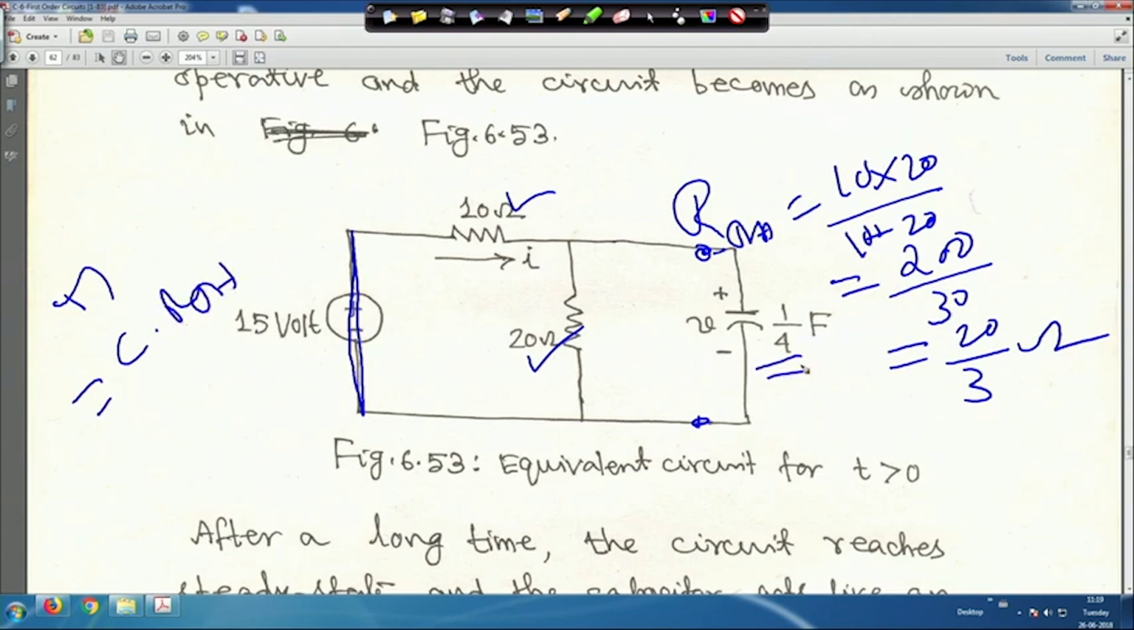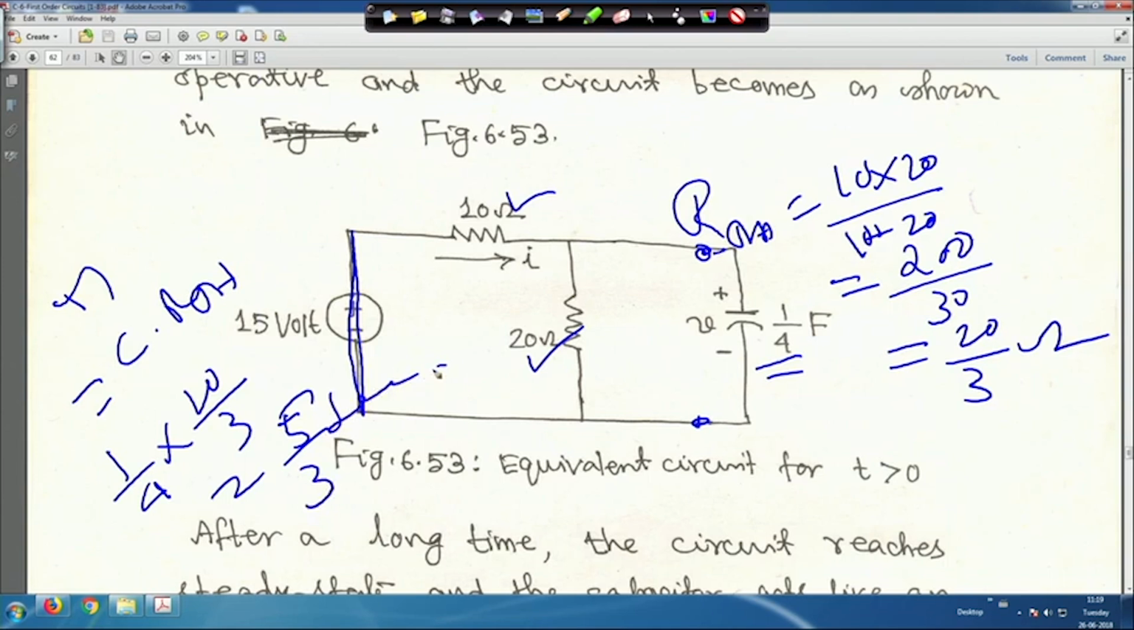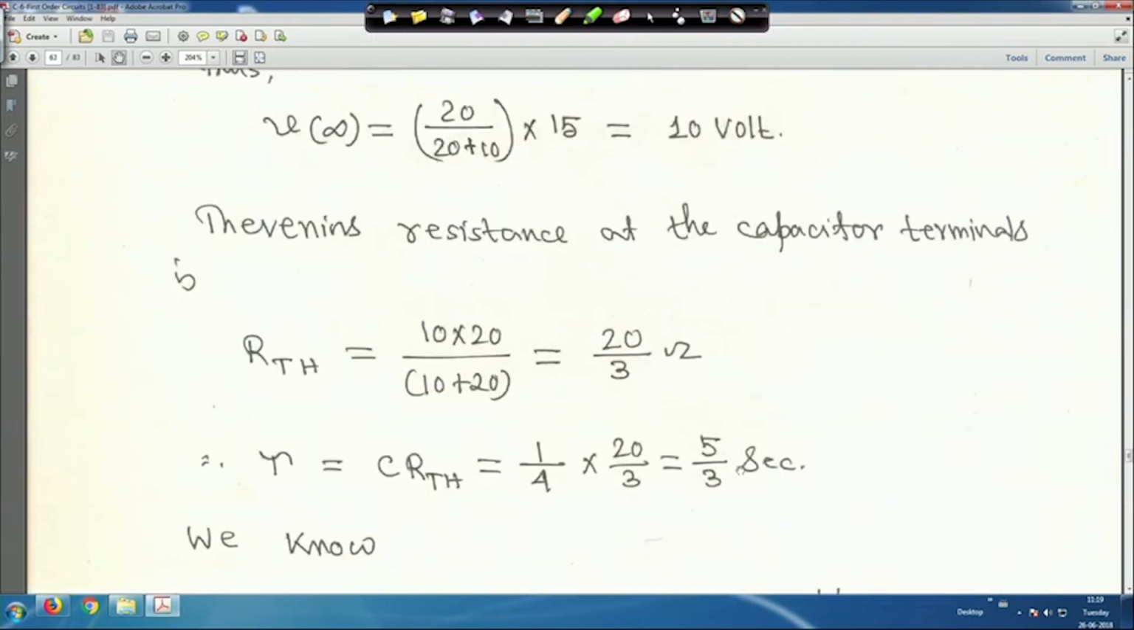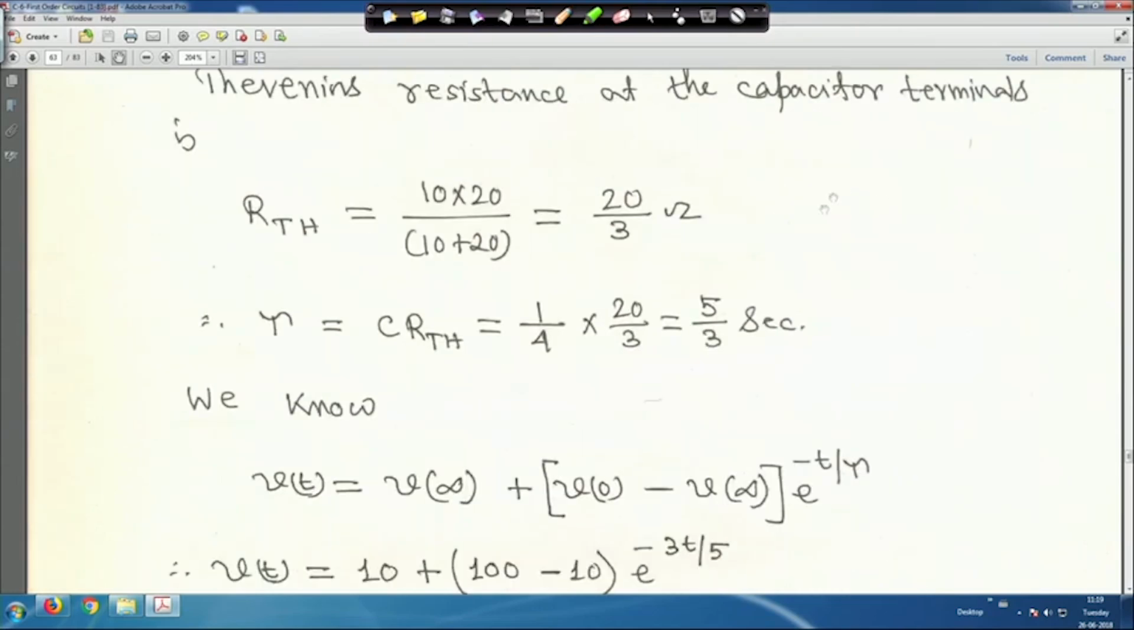So C is given, your 1 upon 4 farad. So it is 1 upon 4 into 20 by 3, that is equal to 5 by 3 second. This is the tau. So let me clear it. All these calculations are there, but I am making it such that in this case this is tau, that is 5 by 3 second, and R Thevenin we got 20 by 3.